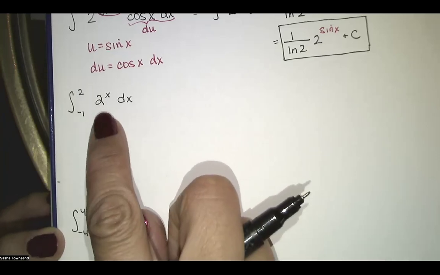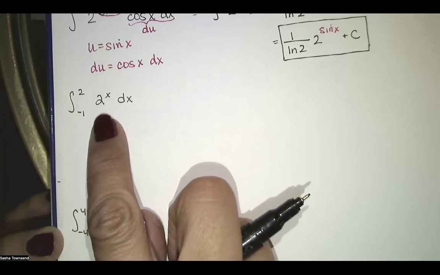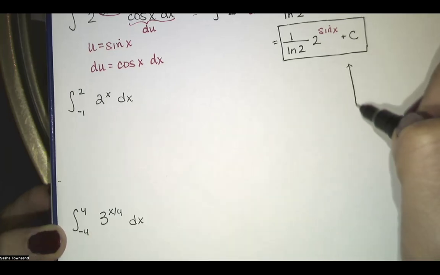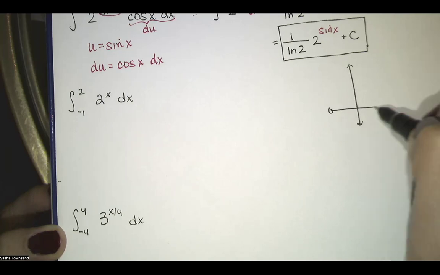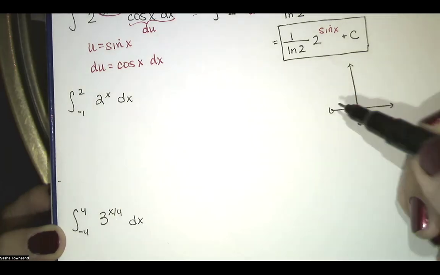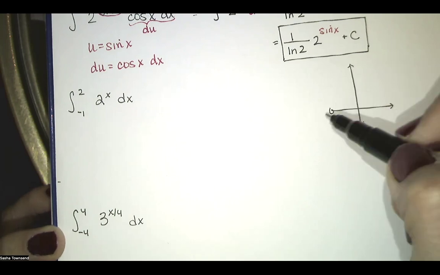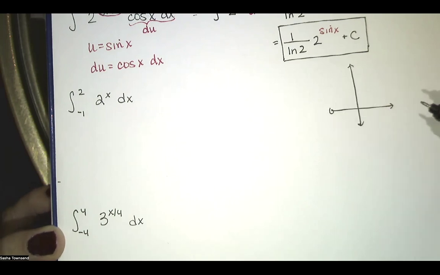All right, so we've got this definite integral, and we can think of it geometrically as representing an area. So let's start by graphing. Y equals 2 to the x has this basic shape. It increases as you go from left to right. It has y equals 0 as its horizontal asymptote. As x goes to infinity, 2 to the x goes to infinity.